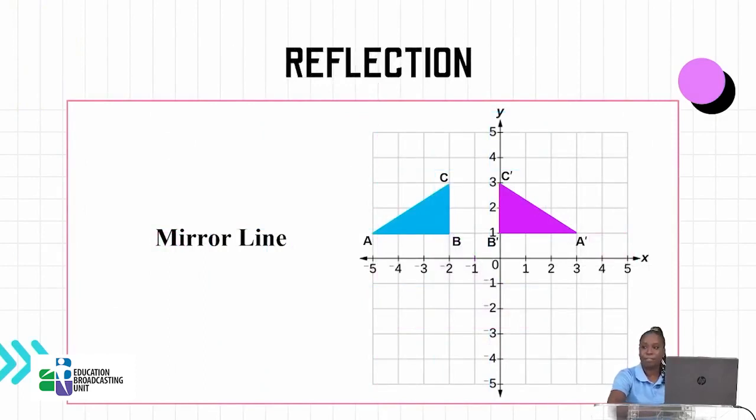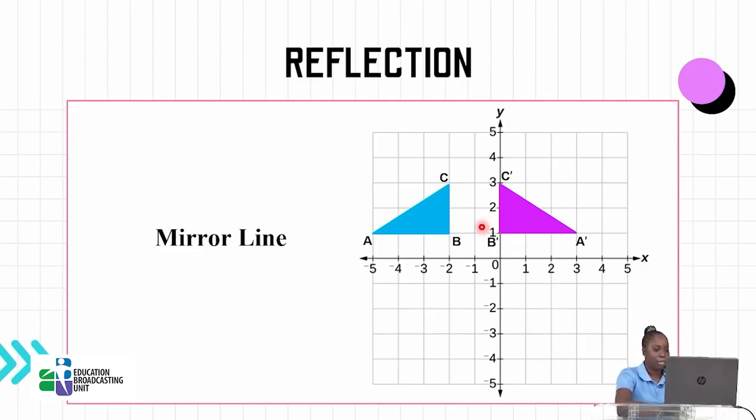Here we have two triangles, a blue triangle and a purple triangle. Triangle ABC is the object and its image is triangle A prime, B prime, C prime. And all we're focused on here is identifying the mirror line. Well, we've mentioned it before. The object and the image must both be equidistant away from the mirror line.